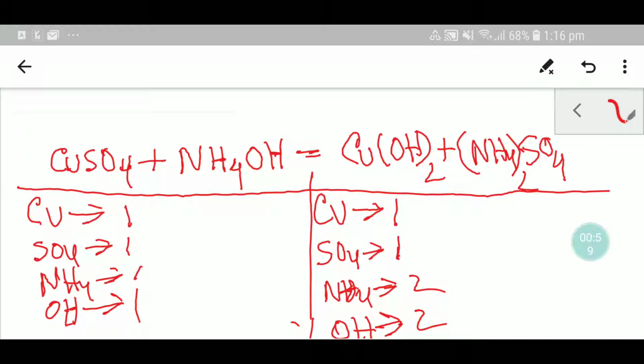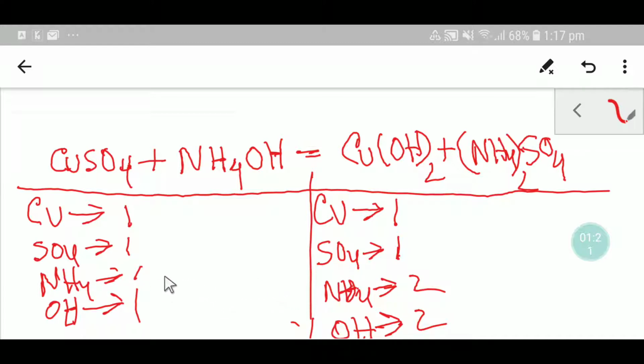Okay, so let me compare the number of atoms and polyatomic radicals from both sides. Here we have one copper, so copper is balanced. Here sulfate 1, so sulfate is balanced. Here ammonium 1, but here ammonium 2.